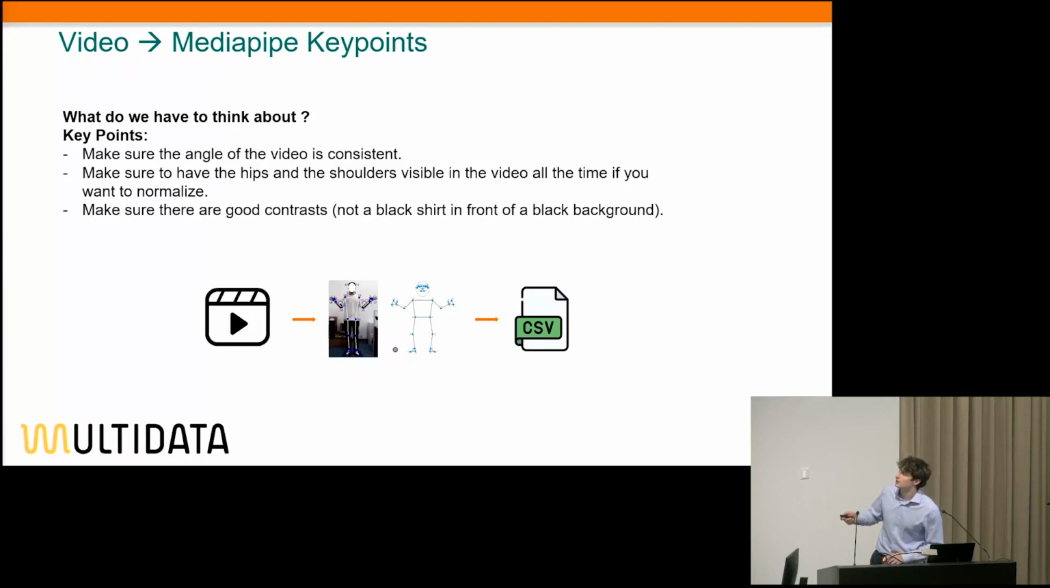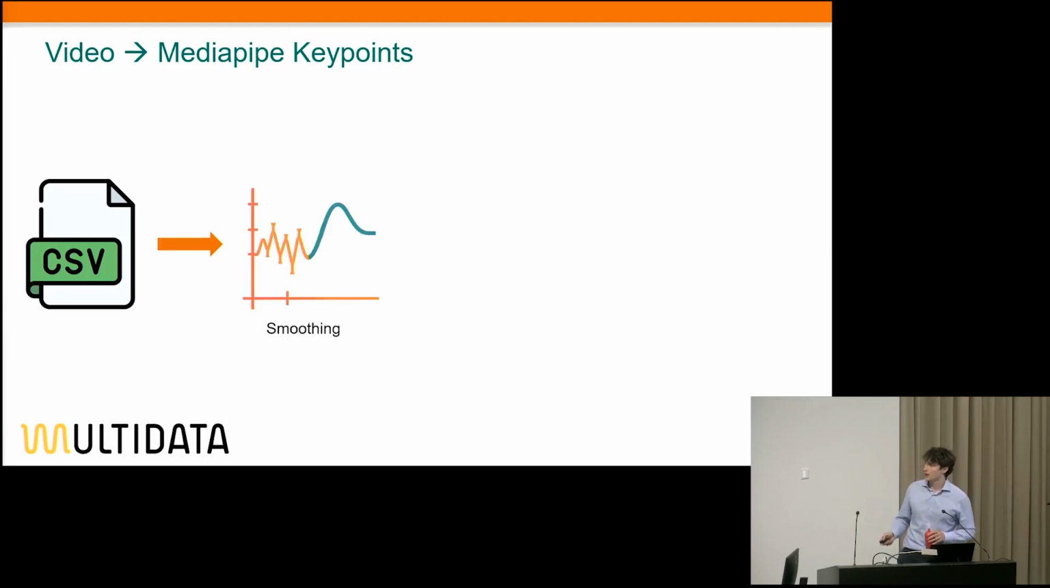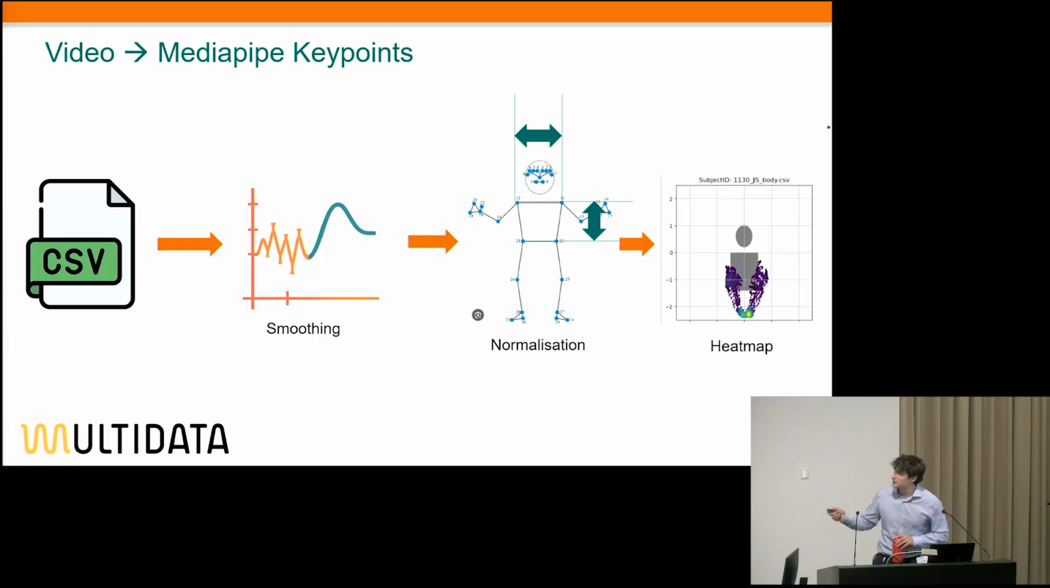Basic things about video: make sure that you have high contrast, as it will improve the quality of your kinematic output. The next script takes the CSV file we just talked about, applies smoothing, and applies normalization. I'll talk about exactly what smoothing is a bit later, because there are a lot of different ways of smoothing data. And it creates a kinematic heat map where we can already get some insights.